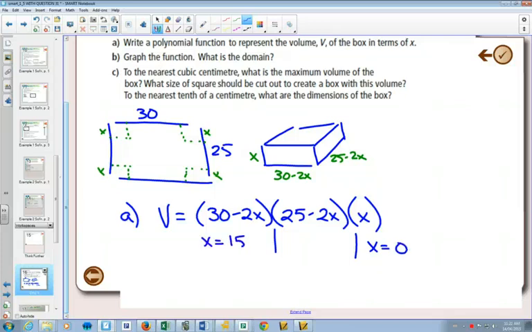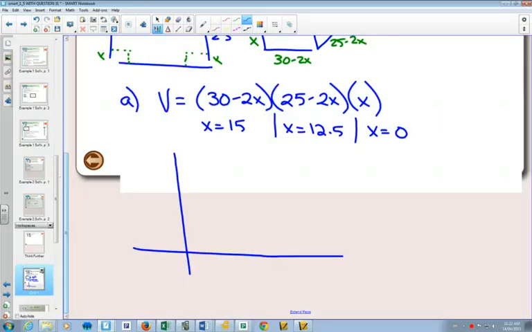Here you'd get x equals 15. Here you would get x equals 12.5. So we already know that there's an x-intercept at 0, 1 at 12.5, and 1 at 15. Also, for graphing this, we need to know what kind of polynomial function this is. So for this one, we have to look at the x's, the highest power of x, and what the leading coefficient is. Is it a positive graph or is it a negative graph?